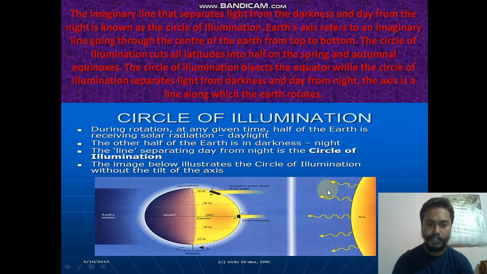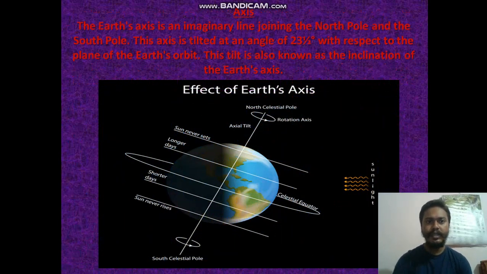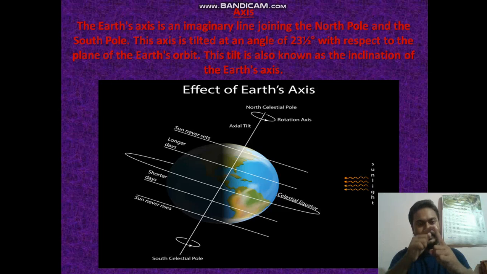You can see in this picture as well, this part which is receiving the light is known as circle of illumination. Okay, and the next is axis. I've already told you, the earth moves on its own axis, the tilted line. You can see in this picture this tilted line; the earth keeps rotating on its axis, and it is 23 and a half degrees.